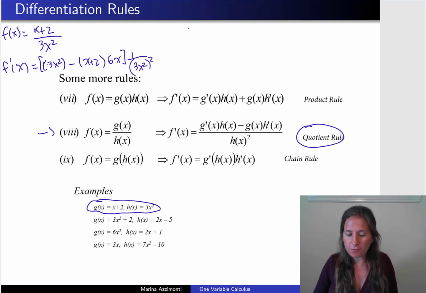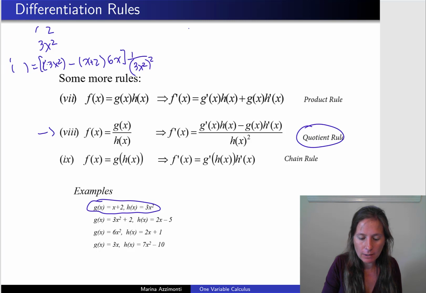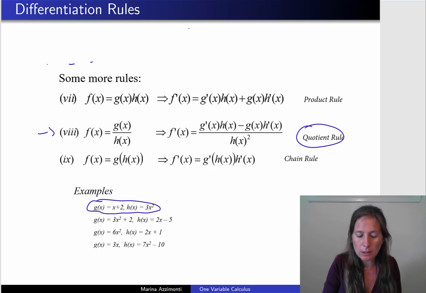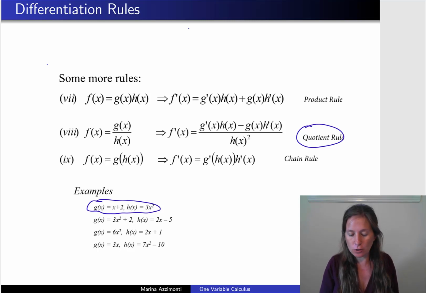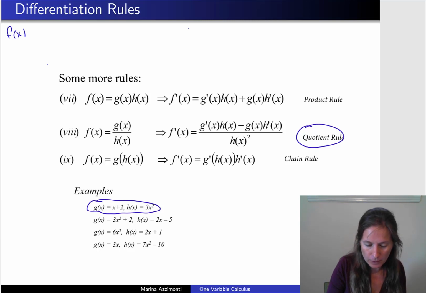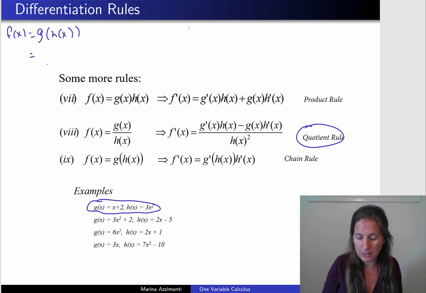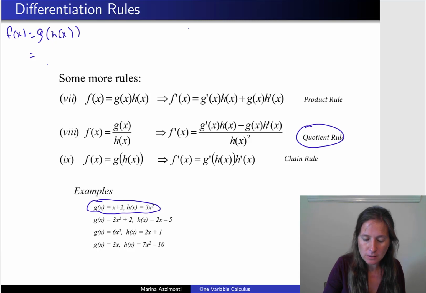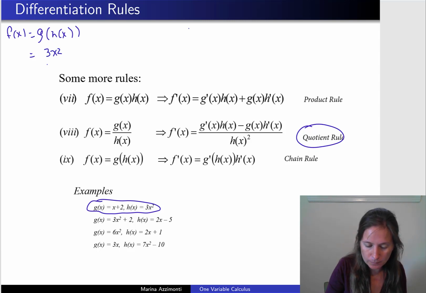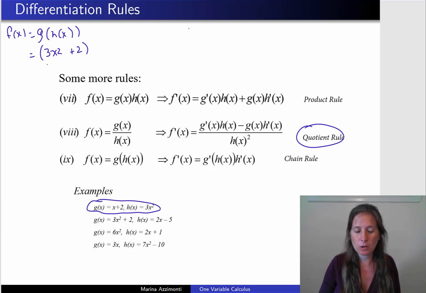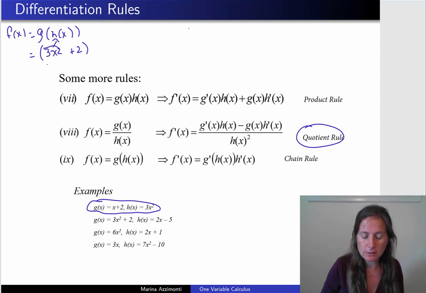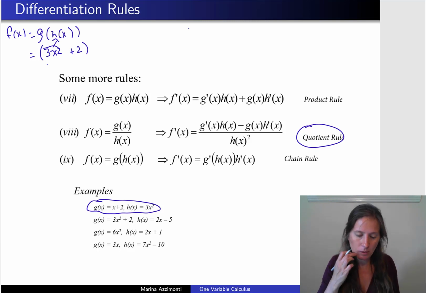Now, let me again delete this so I have a little bit of space to write. The last rule that is going to be very important is when you have a sort of composite function. So imagine that f of x is g of h of x. So in our example, f of x is g of h of x. So it's basically the function g, which is x plus 2, evaluated at h of x. So it's 3x squared plus 2. Okay, this is our h of x, and the other one is our g of x.